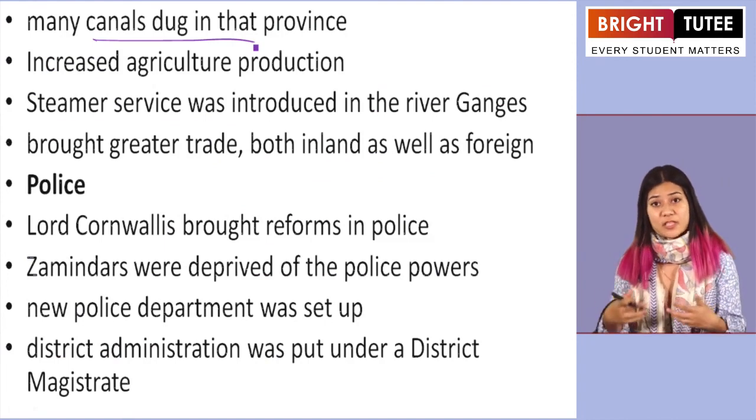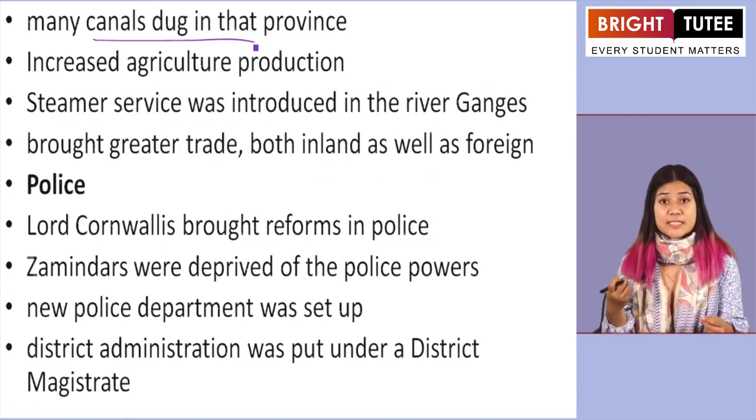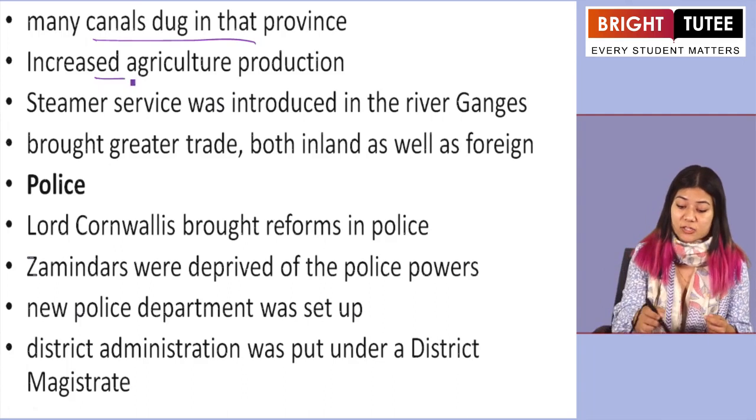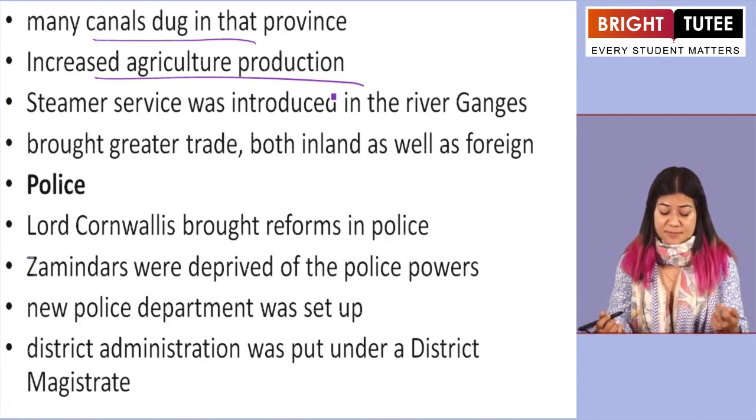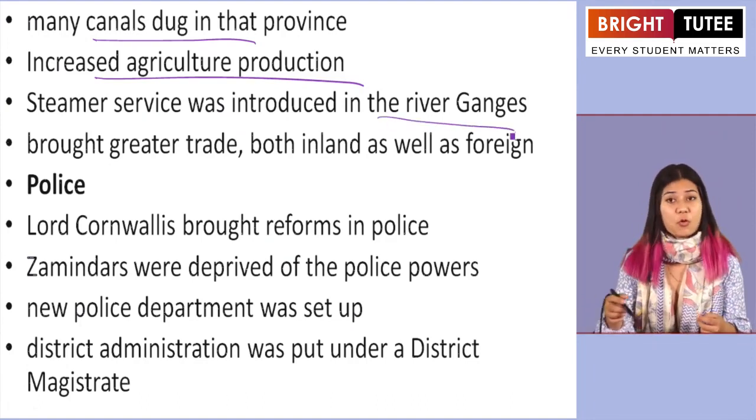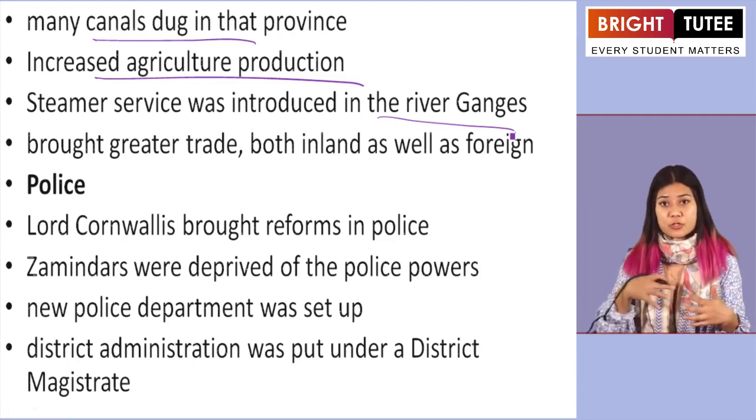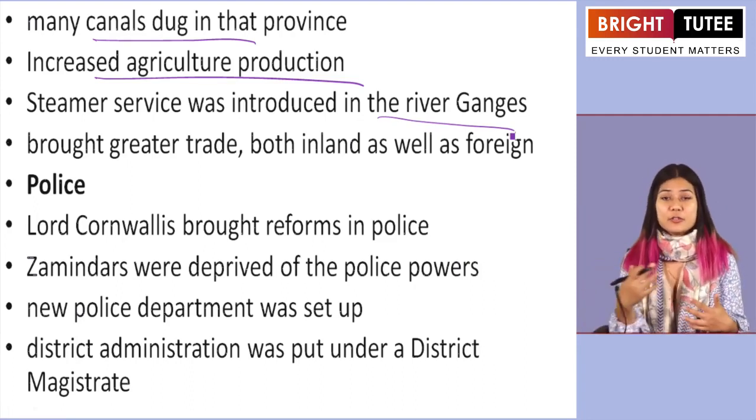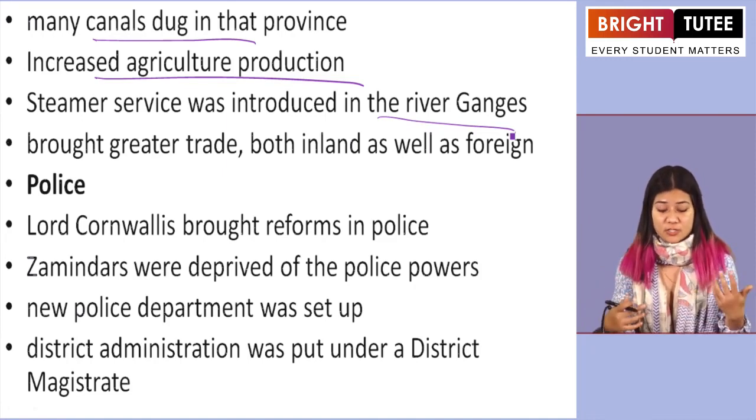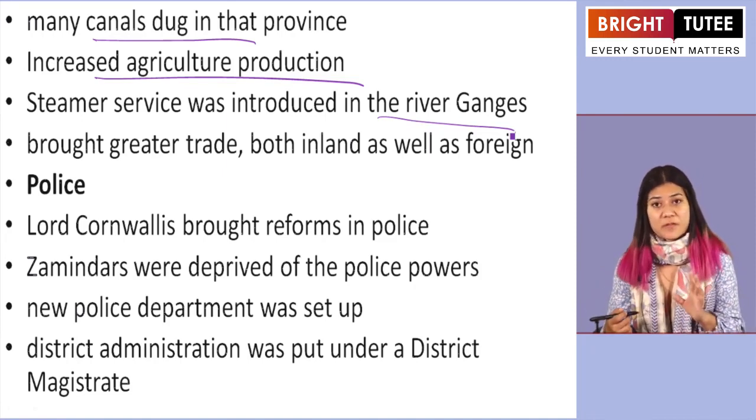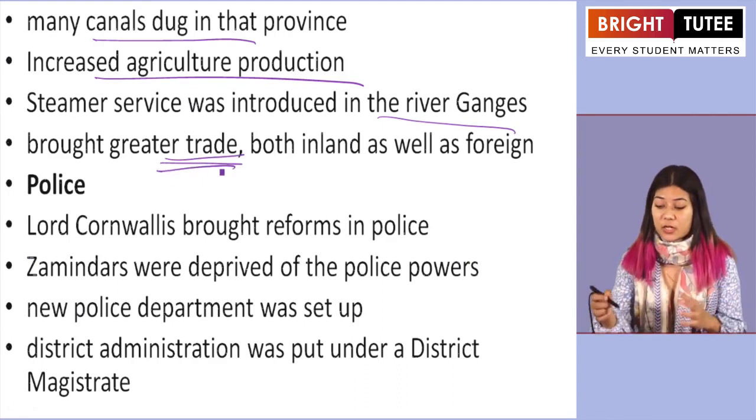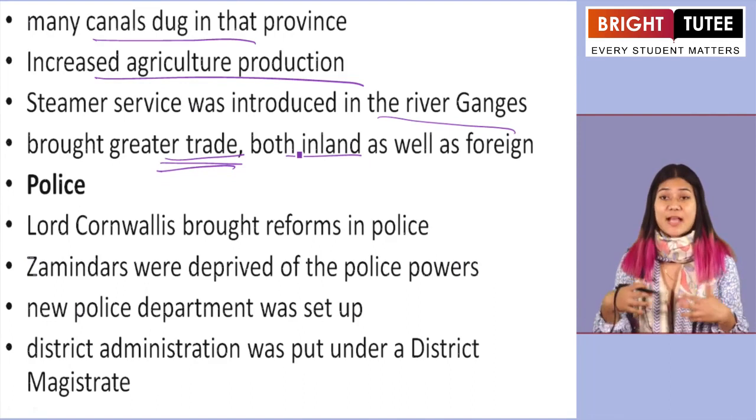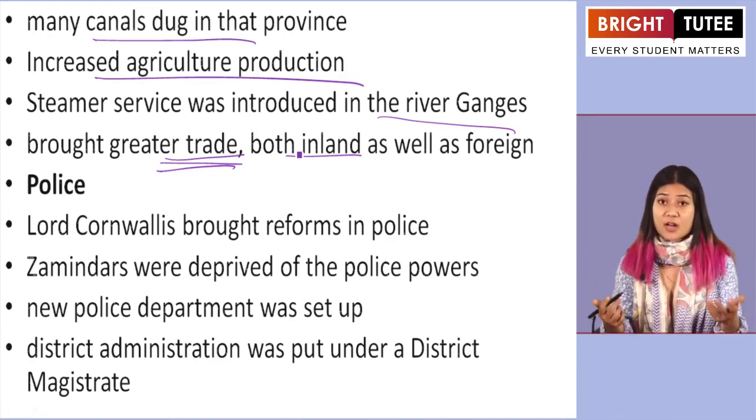Okay, and with the establishment of canals, agricultural production obviously increased. That helped agriculture. And steamer service in the river Ganges was also introduced. Boats which could transport people and goods in the river Ganges were also introduced. Now this was very helpful for trade, trade which took place both inside as well as outside of our country.